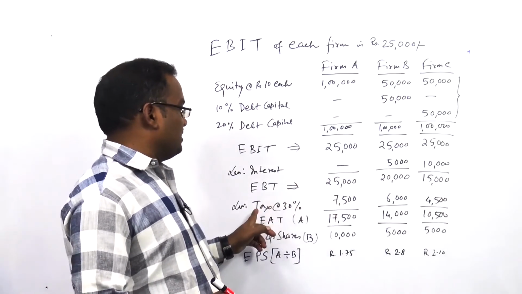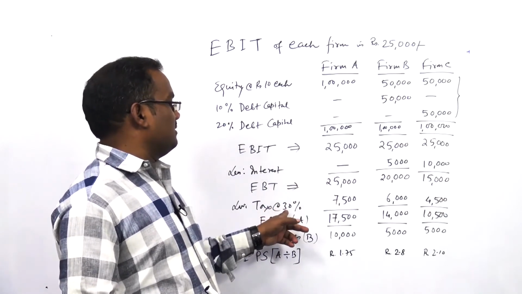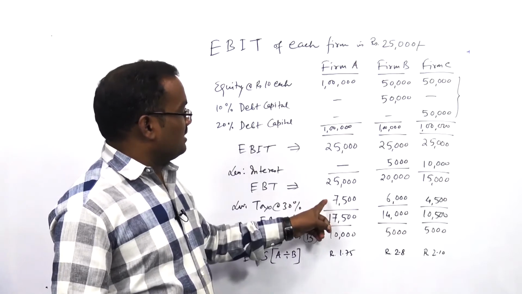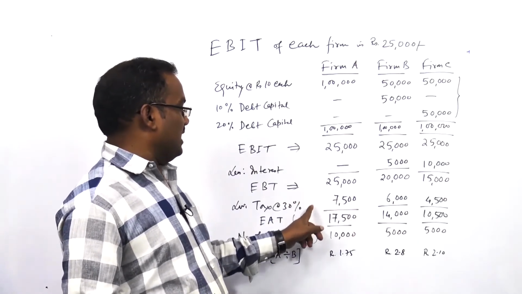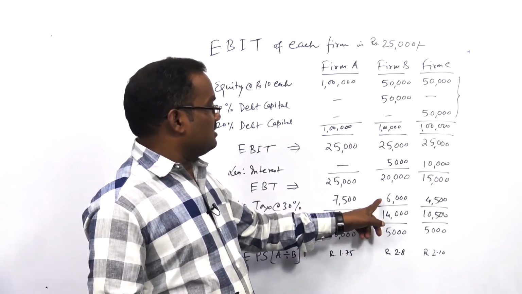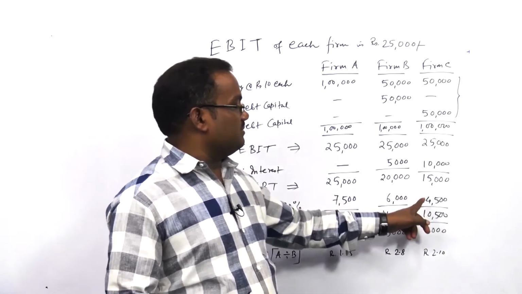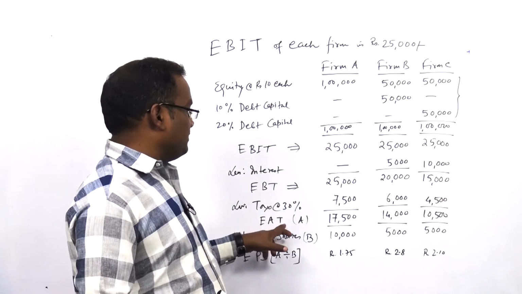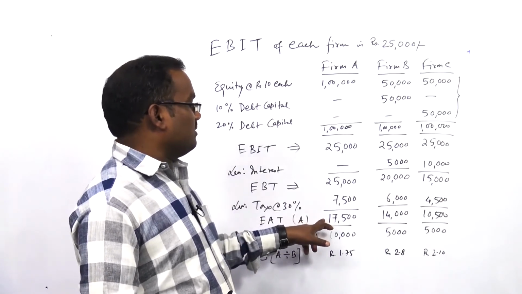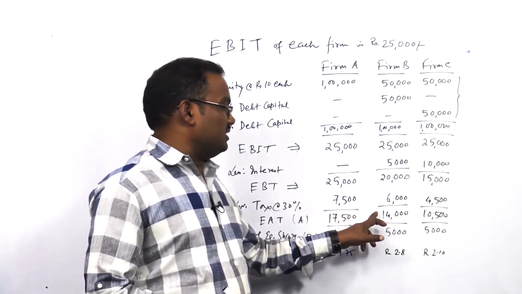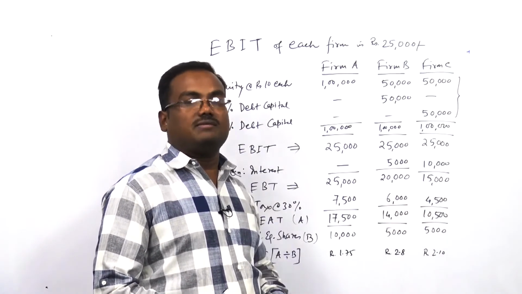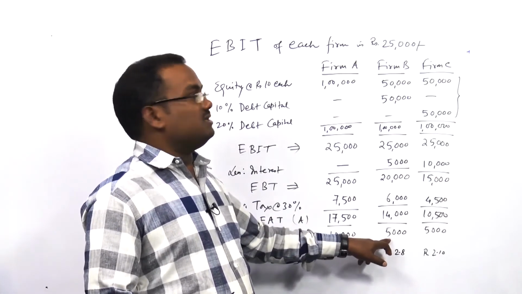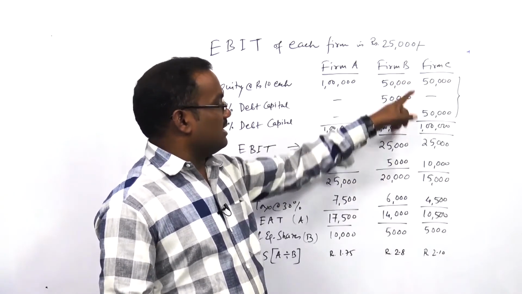Now from there we have to deduct tax. Suppose we are in the 30% tax bracket. So in case of Form A, they pay rupees 7,500 on this profit as tax, Form B pays rupees 6,000 as tax, and Form C pays rupees 4,500 as tax. Now after deduction of the tax, the earning after tax is 17,500 in case of Form A, 14,000 in case of Form B, and 10,500 in case of Form C. And the number of equity shares issued in case of Form A is 10,000, in case of Form B is 5,000, and in case of Form C again 5,000.